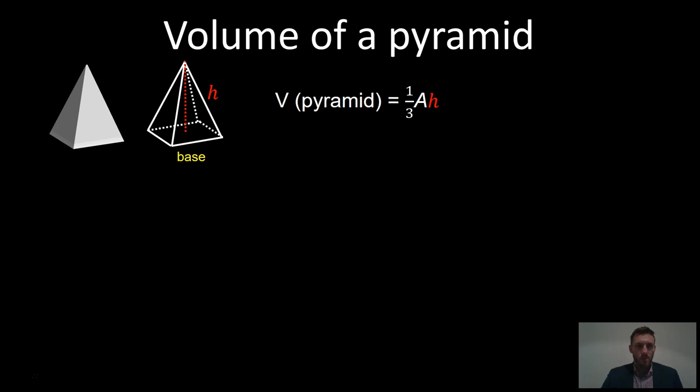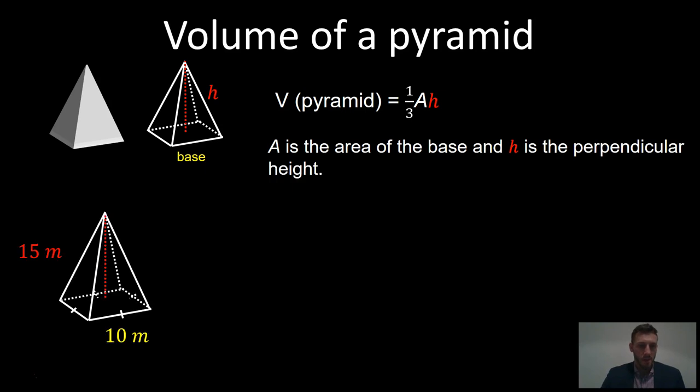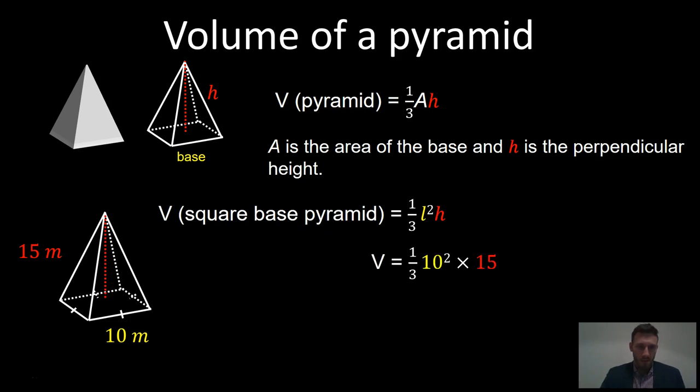Let's look at an example. Here we're going to calculate the volume of a pyramid with a square base. So the volume is 1/3 A, which is the area of the base, times the perpendicular height, H. In this case, we've got a square base, and we know the formula for the area of a square is length squared, or here 10 squared. Therefore, 1/3 length squared times height, and we get 1/3 times 10 squared times 15. Then we evaluate, and we get the volume of this square base pyramid is 500 meters cubed.